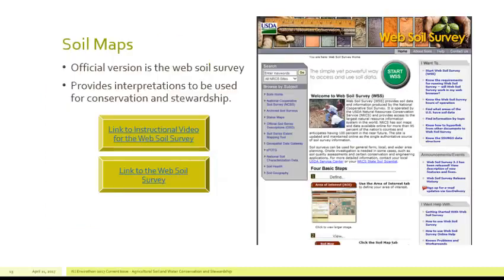We talk a lot about the information that we get from soils maps and the soil survey. And the official version of any soil survey is on the Web Soil Survey. Previously we had soil survey books, and those are no longer official versions of soil surveys. The Web Soil Survey has the updated soils information for every county and the updated interpretation.